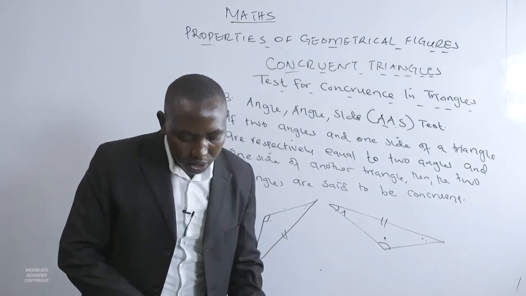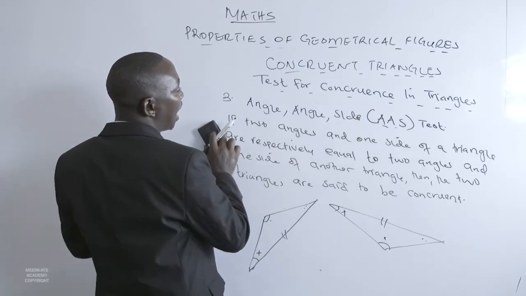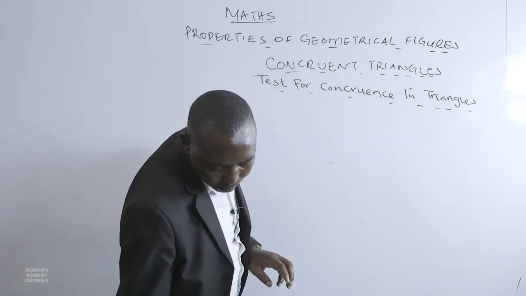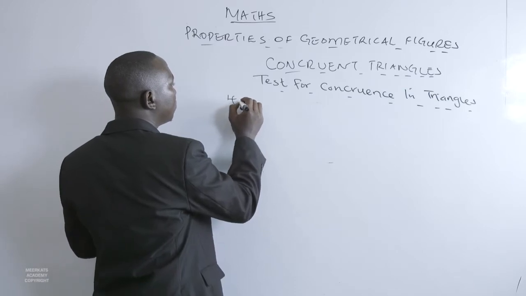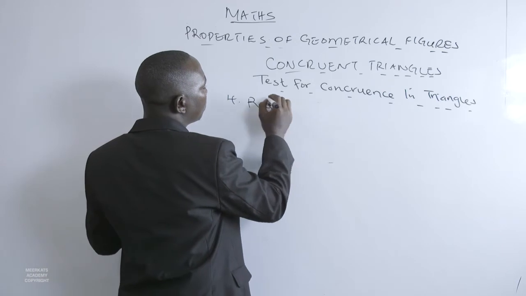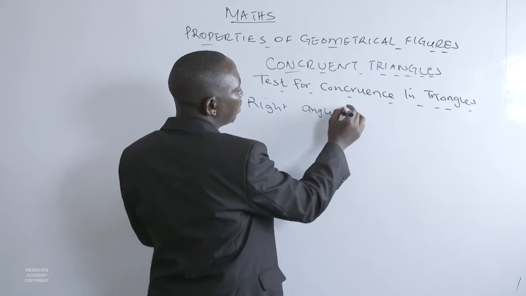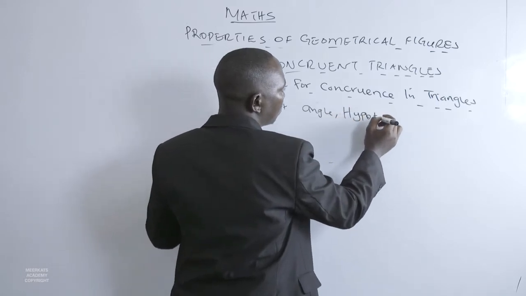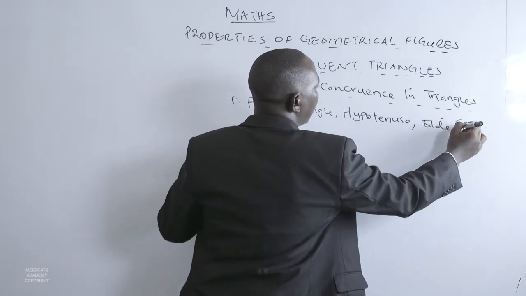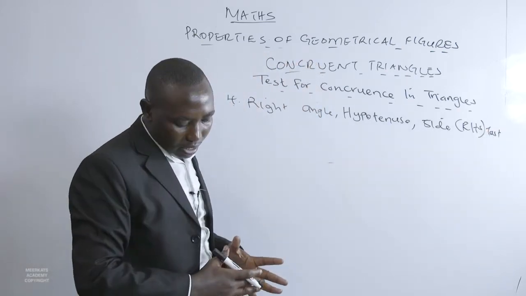Then we have the last test, which is the right angle, hypotenuse and side test. That is test number 4, which we are saying is the right angle, we have hypotenuse, we have a side test. It's called the RHS test.